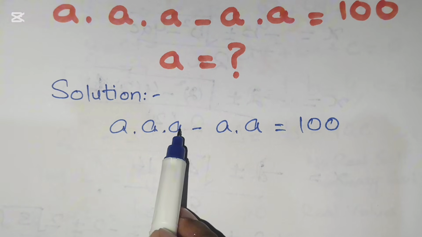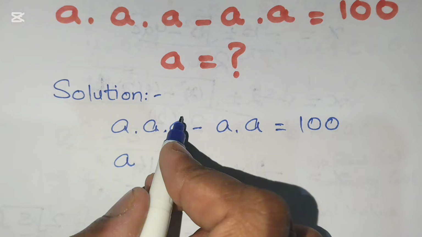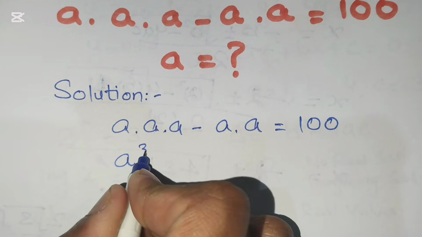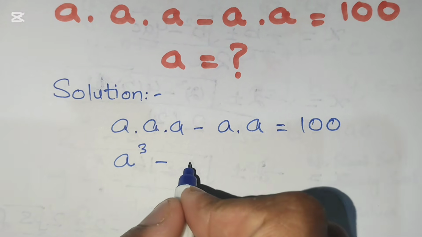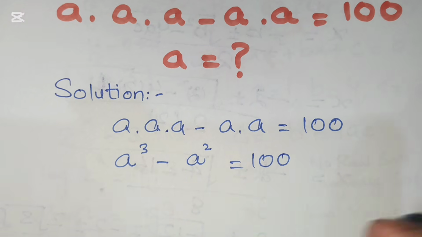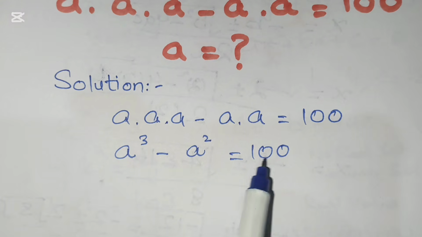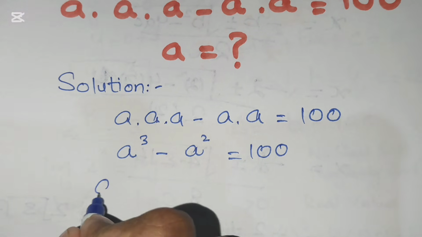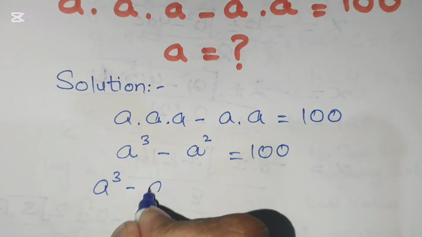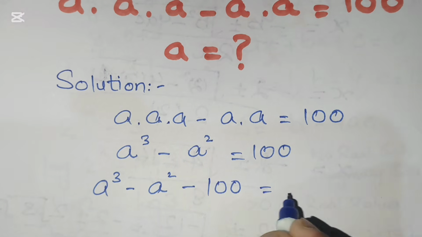So A times A times A is A cube, because powers add up when having the same base, and A times A is A square, equal to 100. Now we will subtract 100 from both sides of the equation, so we get A cube minus A square minus 100 is equal to 0.